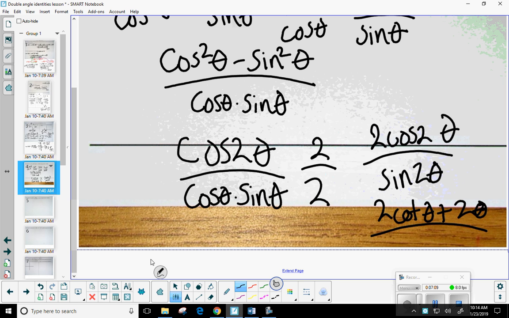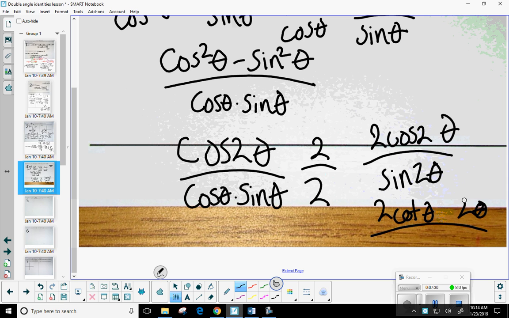Would it just be 2 cotangent theta? It would be 2 cotangent of what? Of 2 theta. For that. Well, you have theta plus 2 theta. Oh.